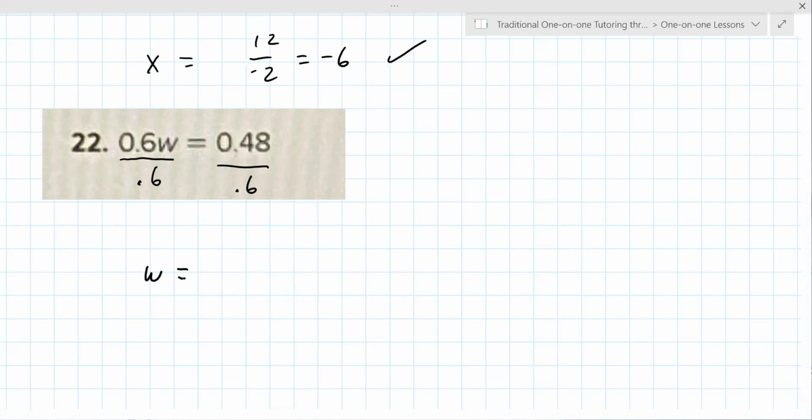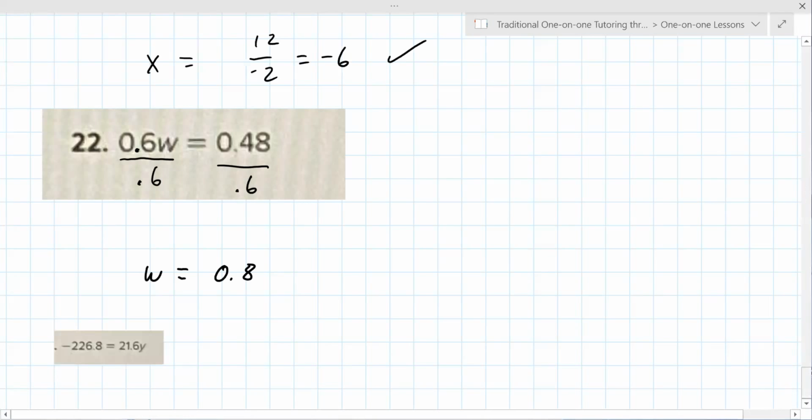Are you allowed to use a calculator? Oh, yeah. Okay. So when you do this, I don't know if you get a nice answer. Yeah, you do. 0.48 divided by 0.6. You end up getting 0.8. Okay. So you just divide by 0.6 because that's the number in front of the variable. Yes. Okay. So let's look at 23.